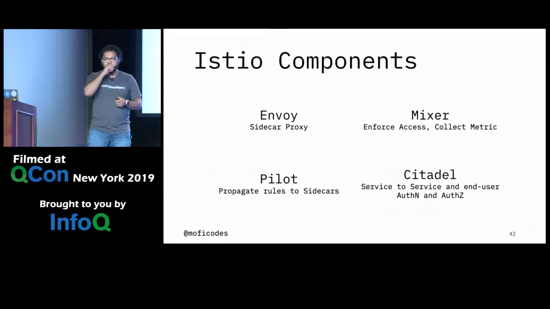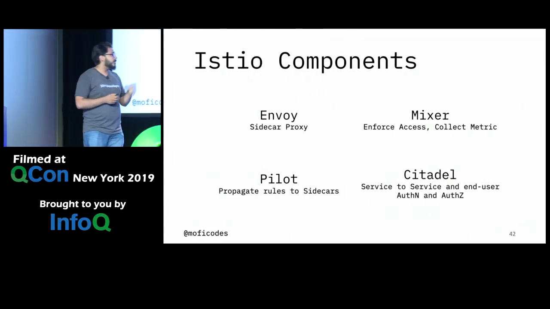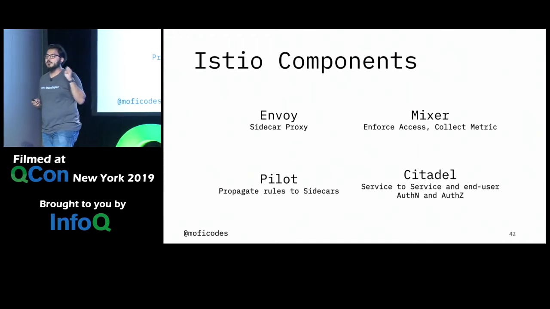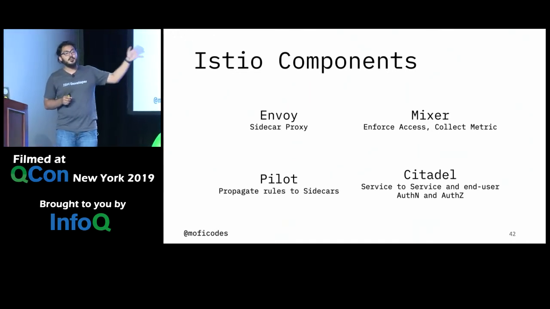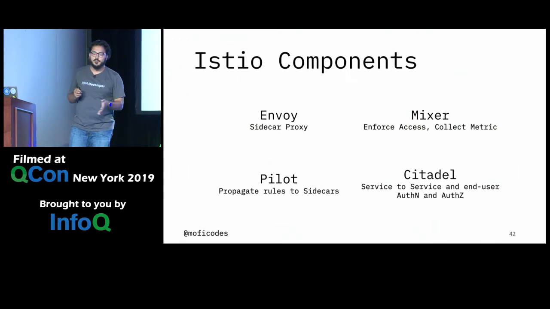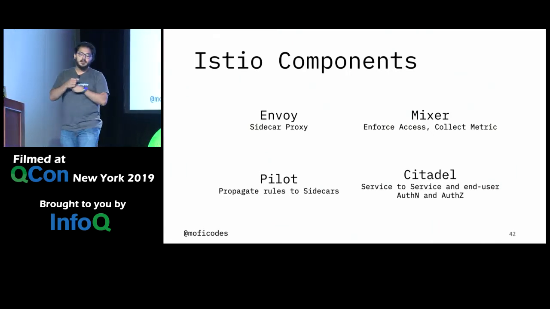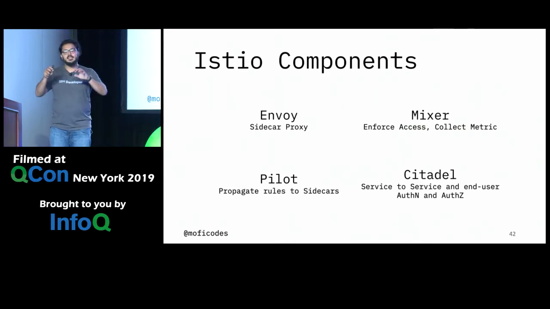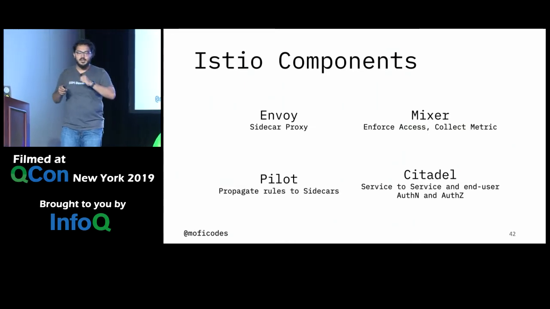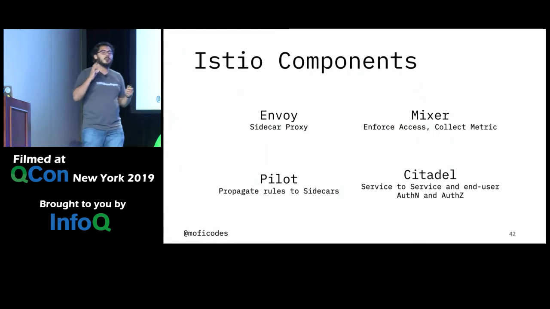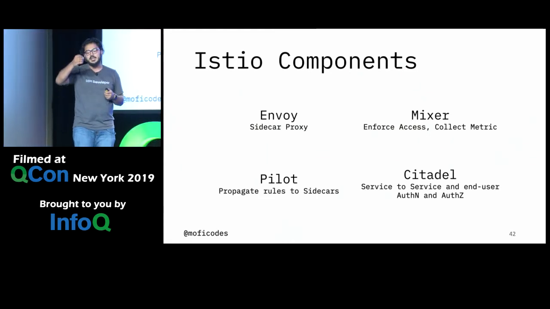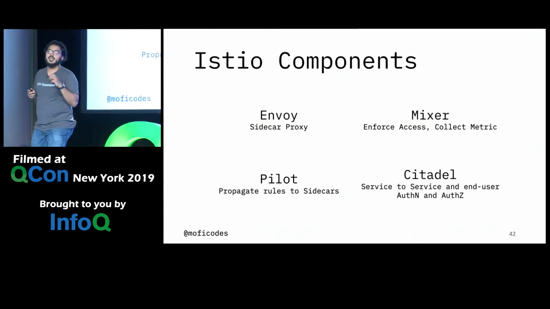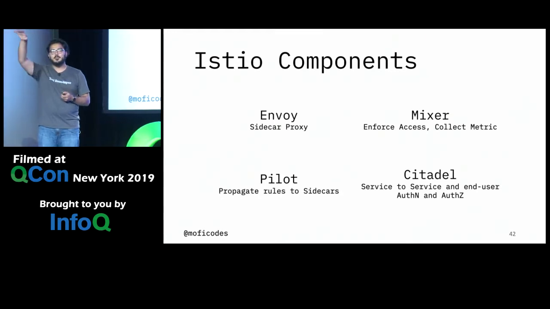So what does Istio have then? On the bare minimum, Istio has these 4 things. It has Envoy. You can actually replace Envoy proxy if you need to, but by default, Istio comes with Envoy proxy. It comes with Mixer, Pilot, and Citadel. Envoy is a sidecar proxy that goes within all your pods as a sidecar. Mixer then enforces access and collects metrics from the Envoy proxy. Pilot is the tool that propagates configs to your sidecars. And Citadel does service-to-service authentication and sends TLS certificates to different proxies.